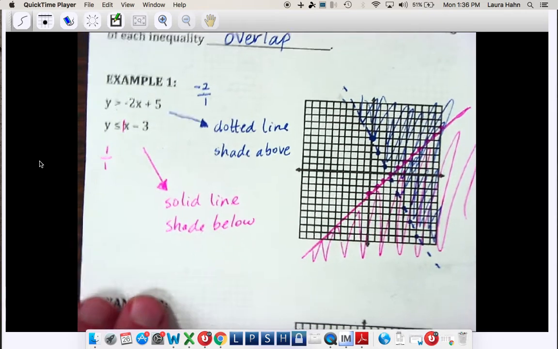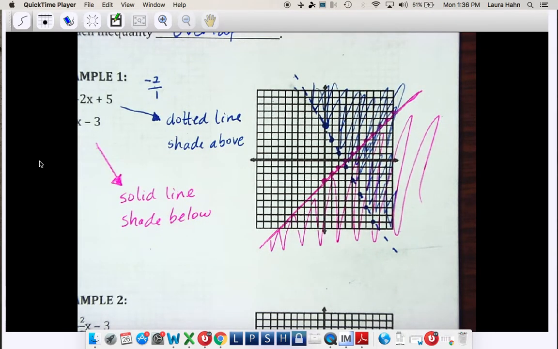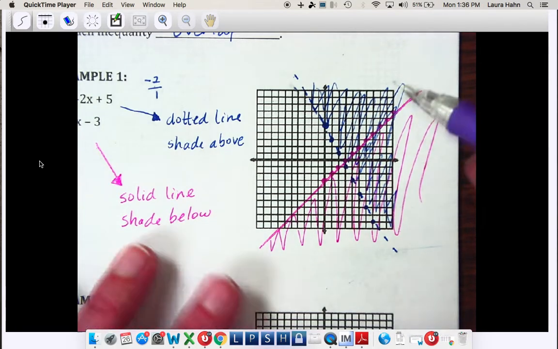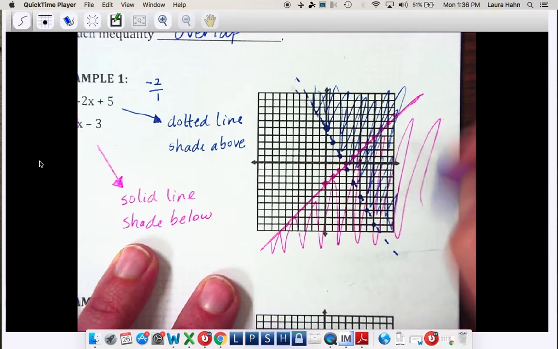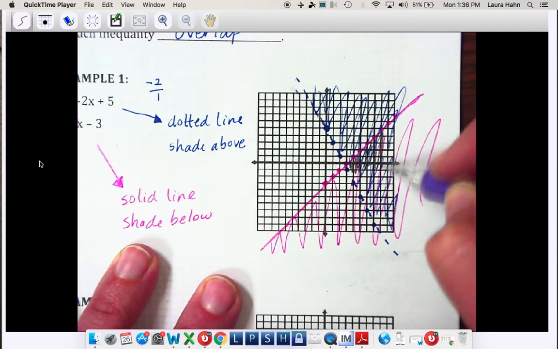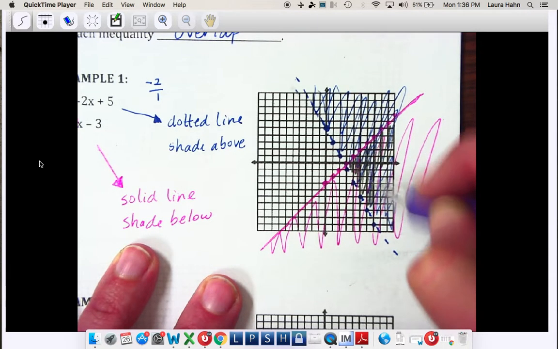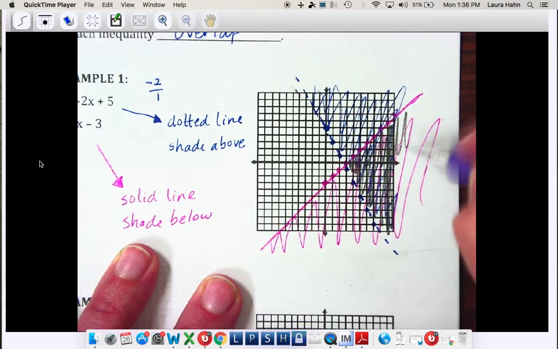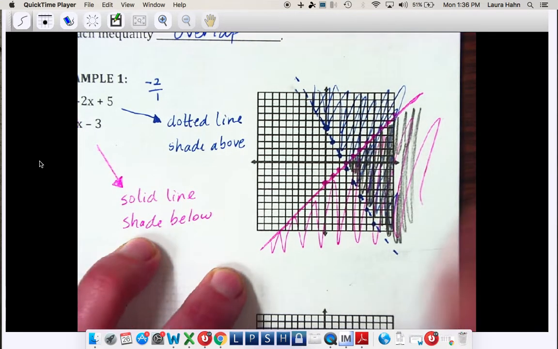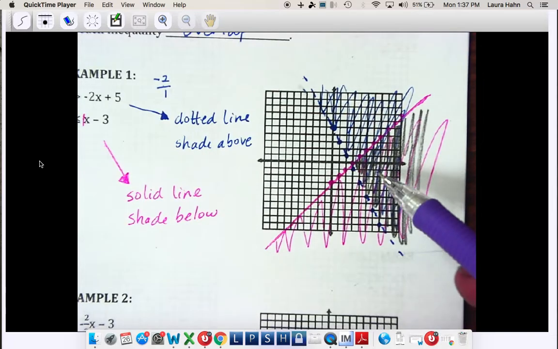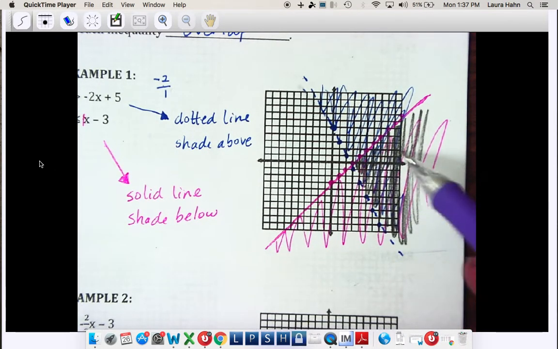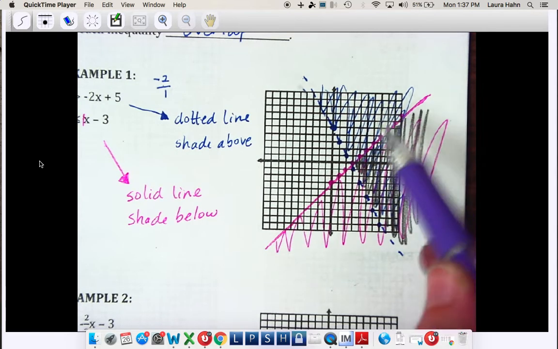Okay, I know my solutions will be anywhere where those overlap. So where the blue and the pink overlap. So now I'm going to use a pencil and I'm going to make that area darker. So this is the overlapping area here. Anywhere in the dark overlapping area where the blue and the pink meet, that is where my solutions are. So all of these would be solutions.